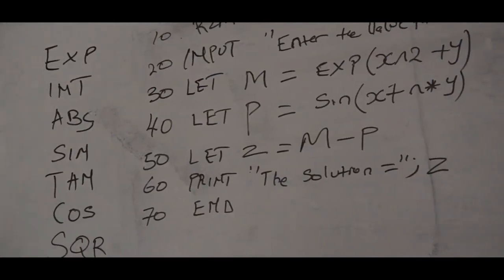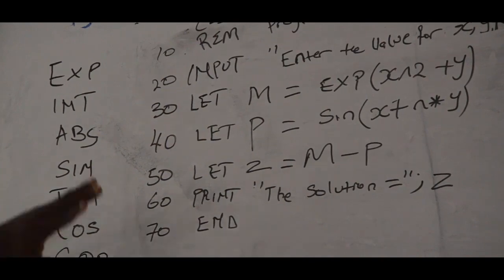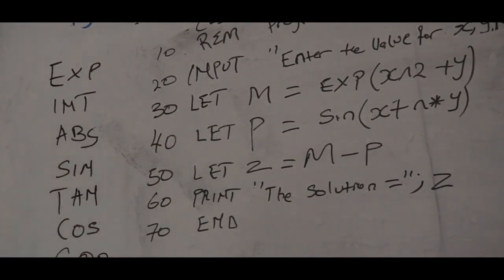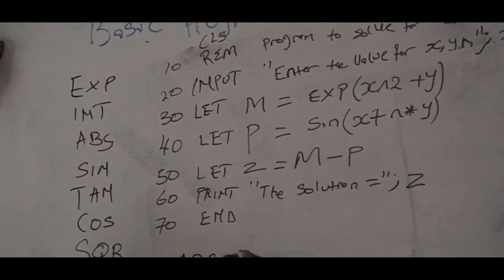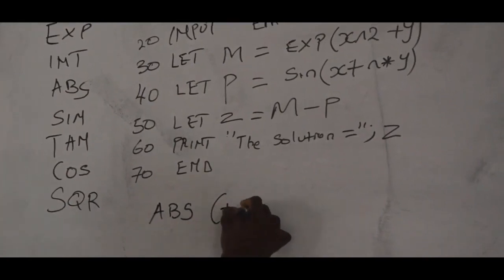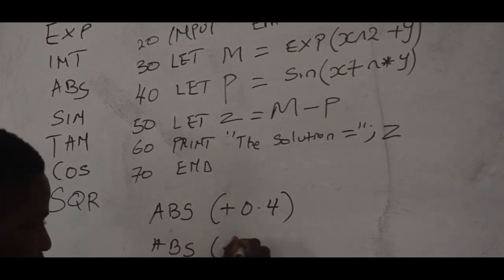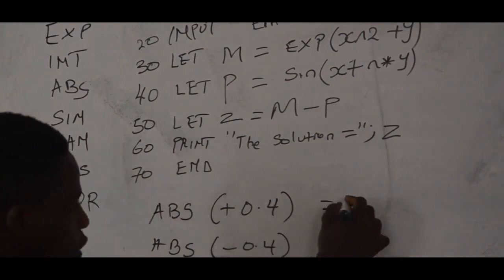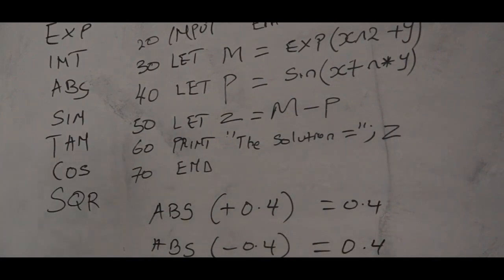With all the examples that we will discuss, I think you'll be able to know the uses of these inbuilt functions. So the exponential is there, the integer is there, the absolute is there. About the absolute, you can say ABS. If I say ABS open bracket plus 0.4, or ABS minus 0.4, the answer will return 0.4 for this, while this will return 0.4 also. So that's what absolute does.